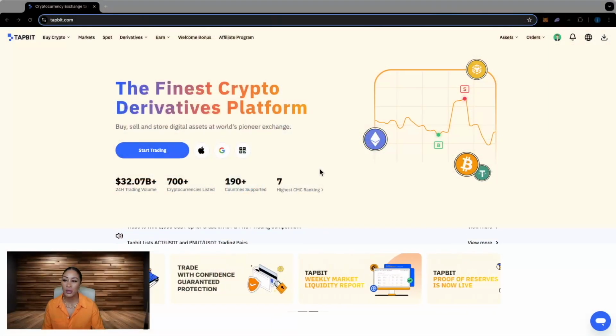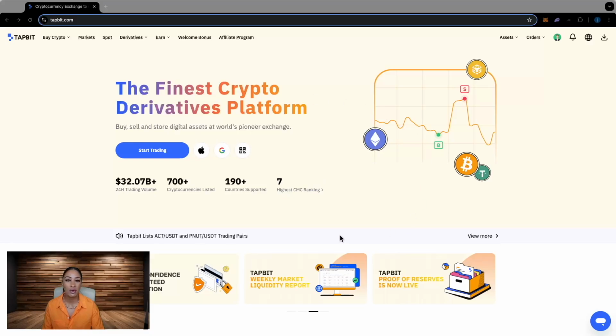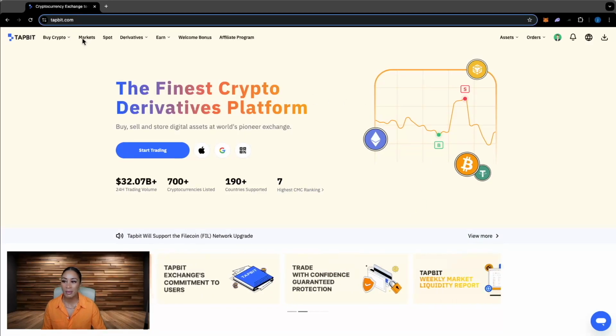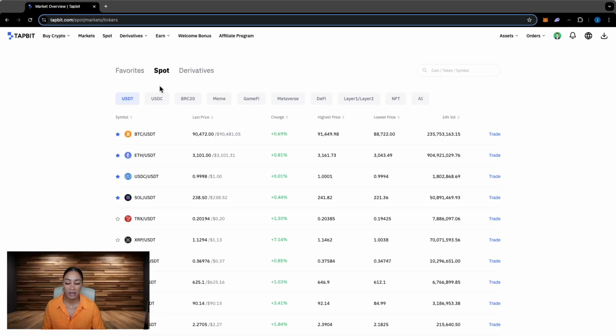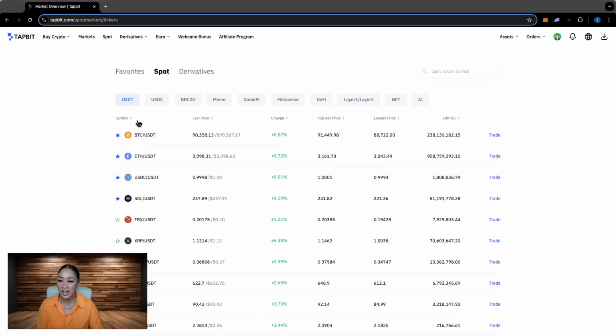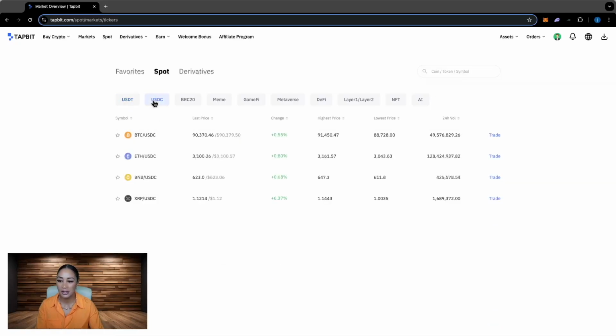Alright, now let's get started with spot trading on Tapbit. When you log into your Tapbit account, you'll land right on the home page. If we head up to the Markets tab and select Spot, this will bring up the available cryptocurrencies and pairings to trade on Spot. Under the USDT tab, you will find cryptocurrencies paired against USDT. Under USDC, you'll find cryptocurrencies paired against USDC, and then these cryptos are sorted by category.